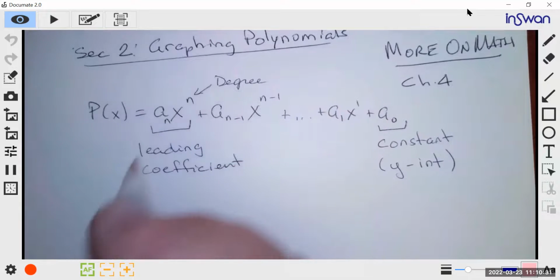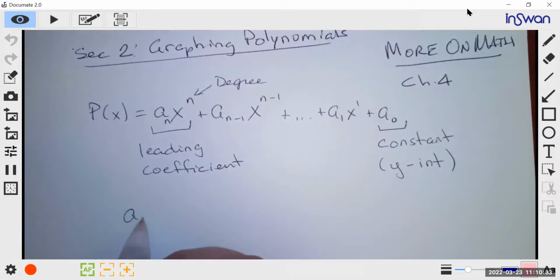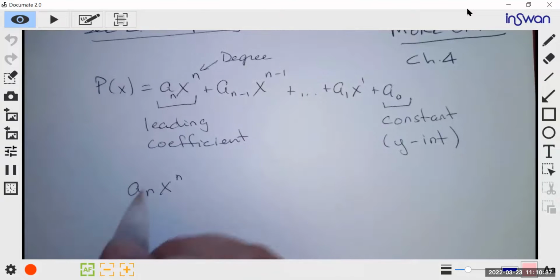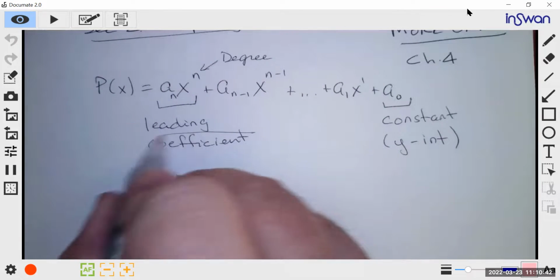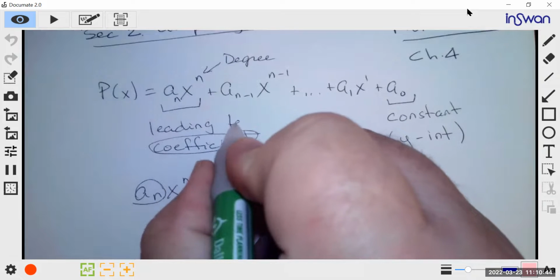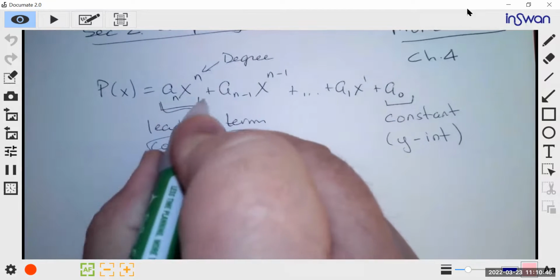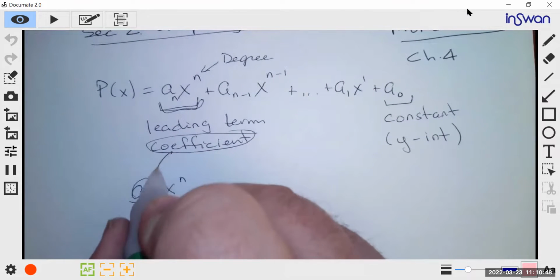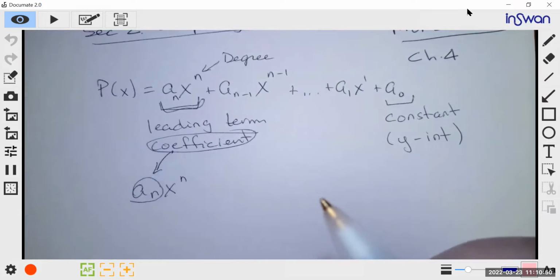So the leading term, in this case, that's the leading term. I'm sorry, that's the leading term. The whole thing is a leading term. The leading coefficient is the number in front.